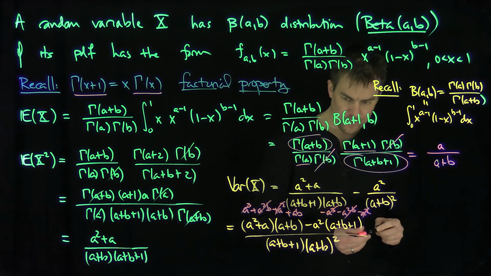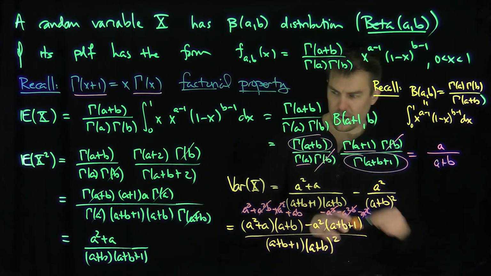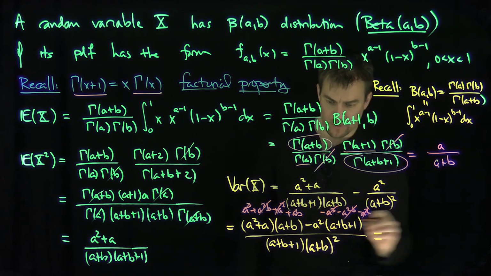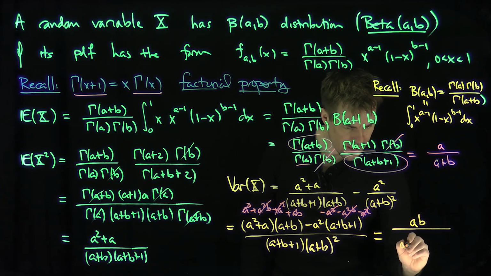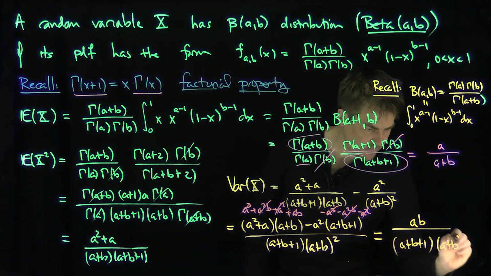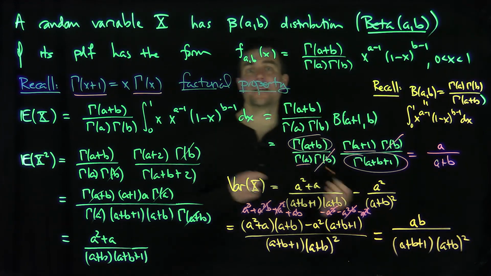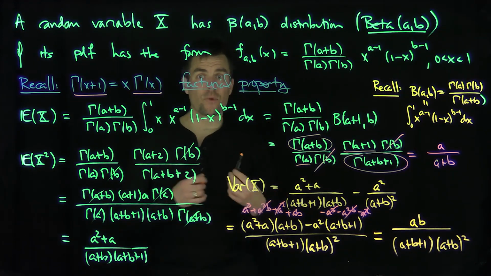So in other words, we've just simplified this, so the variance of this random variable is just going to be a times b over a plus b plus 1 times a plus b quantity squared. And that is the mean and variance of a beta random variable.